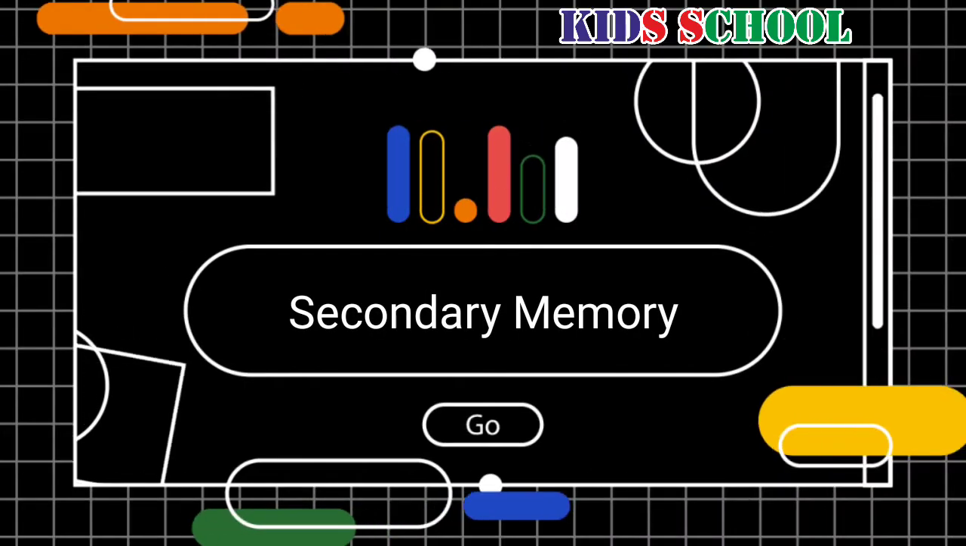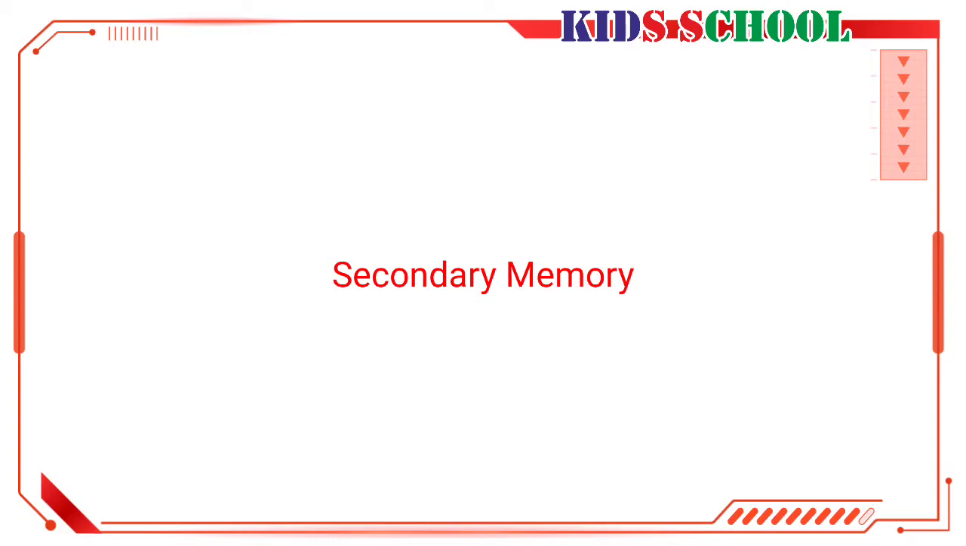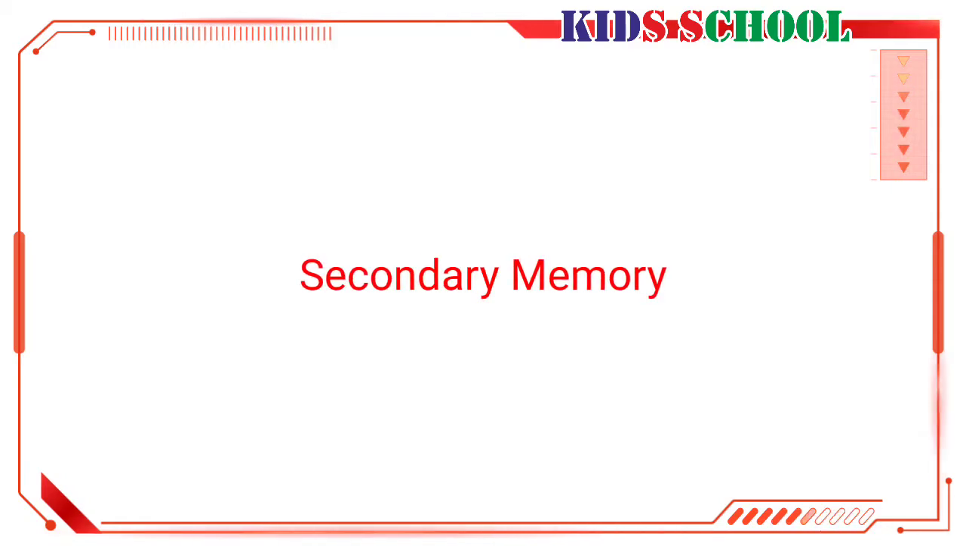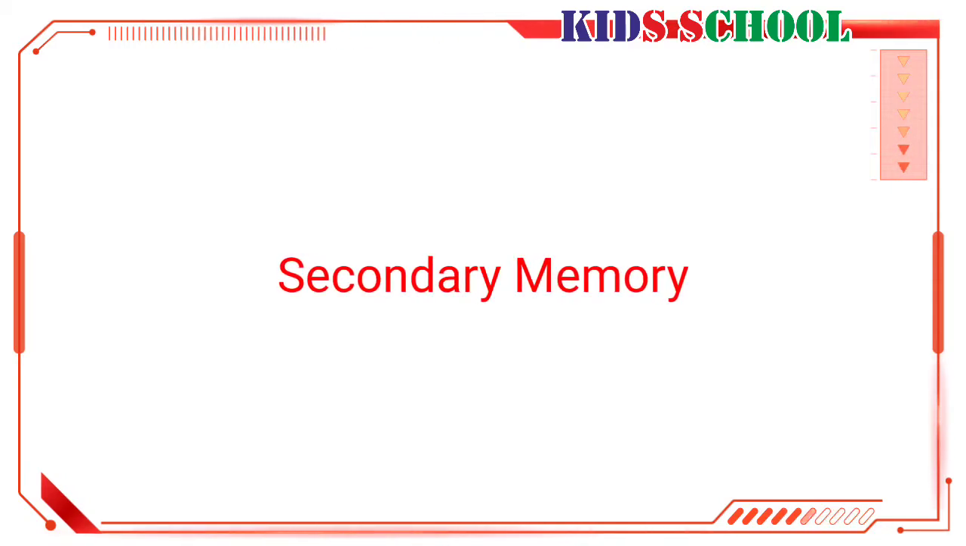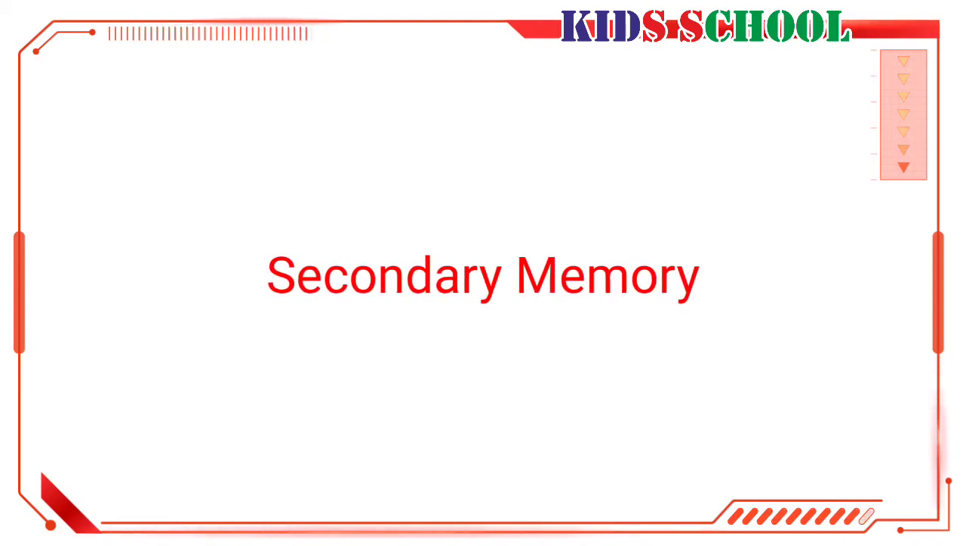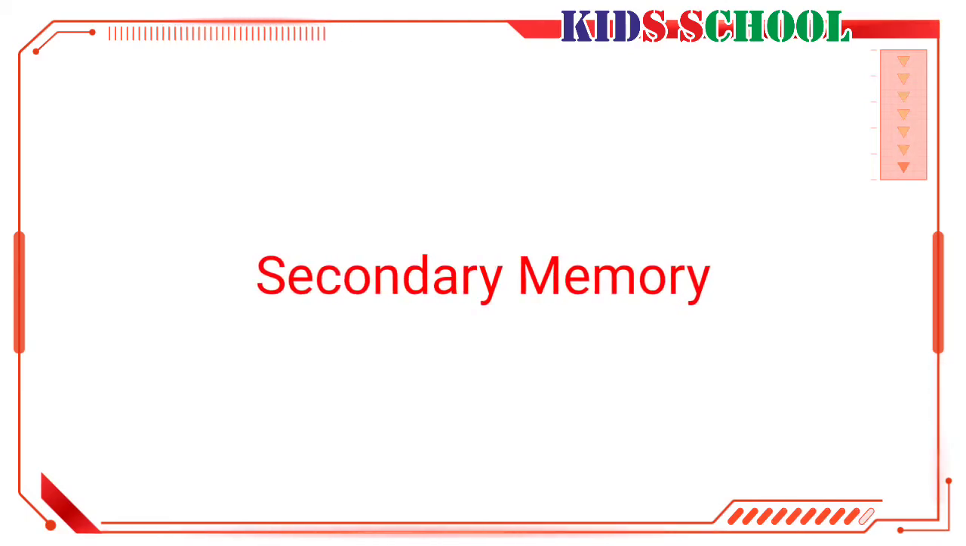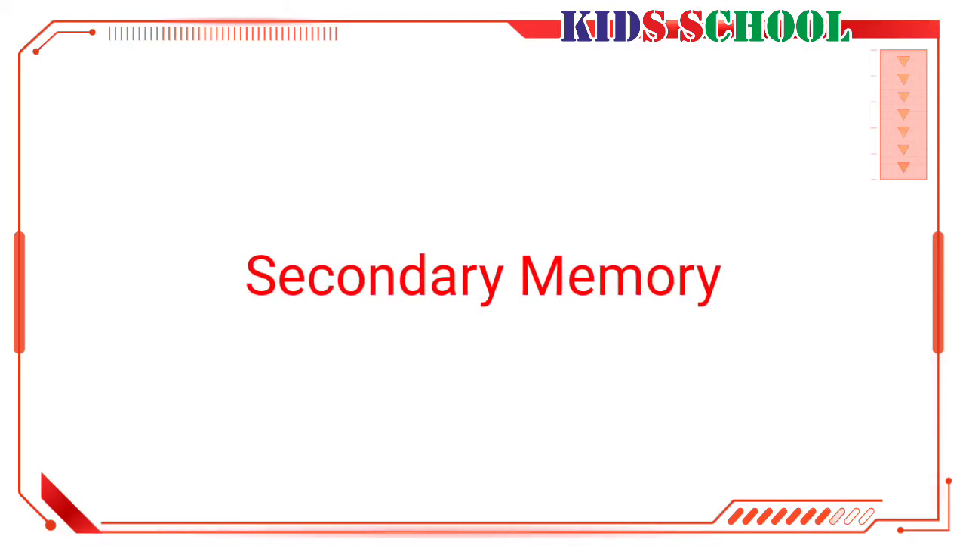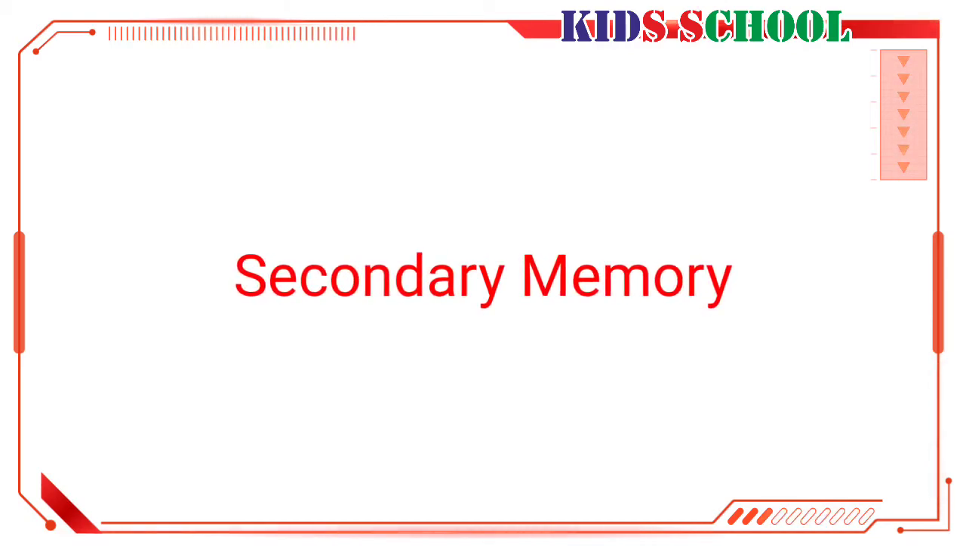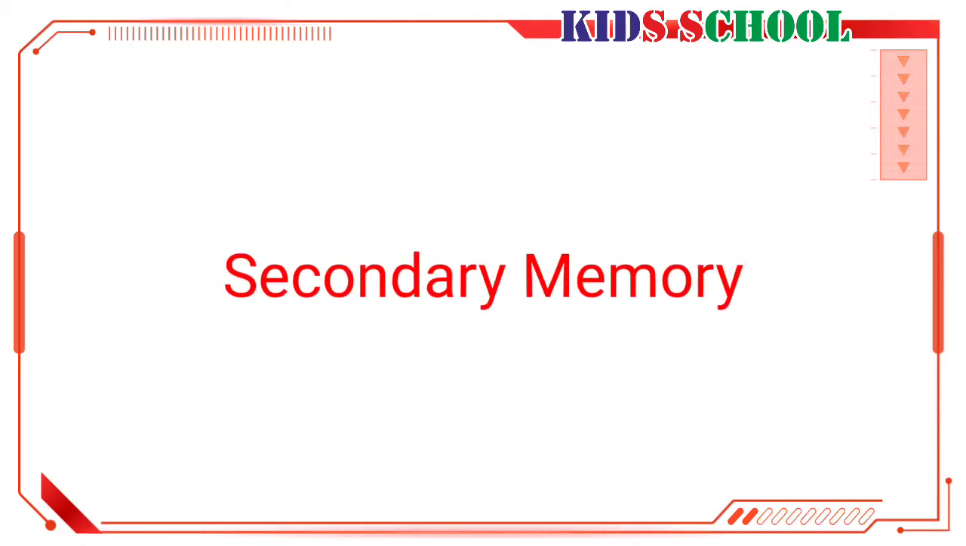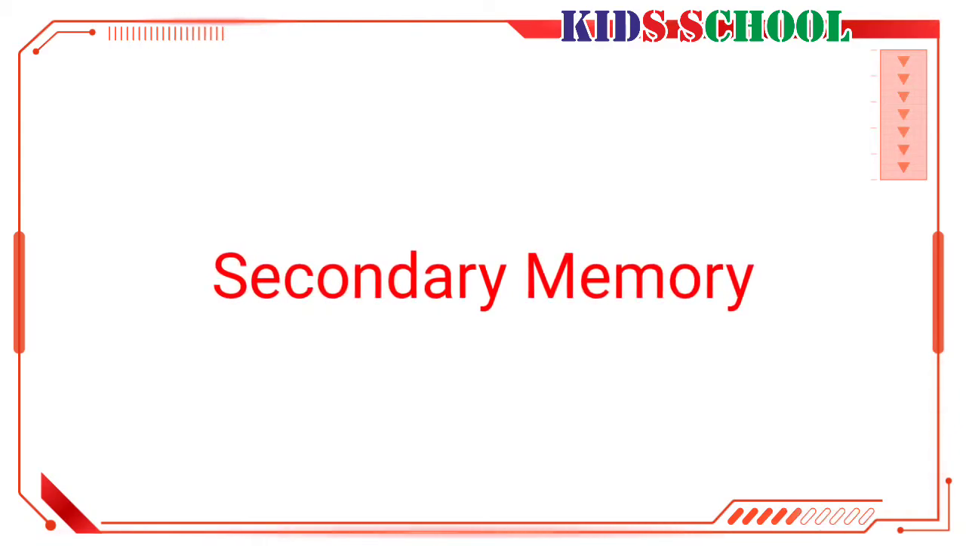Now we will see secondary memory. Dear students, the secondary memory of a computer is also known as the external memory. As you know, RAM is a temporary memory which is lost when you switch off the computer. Now, there may be some information that you need to store permanently. Such information can be stored in the secondary memory. Information stored in secondary memory can be erased, or some new information can be overwritten on it.